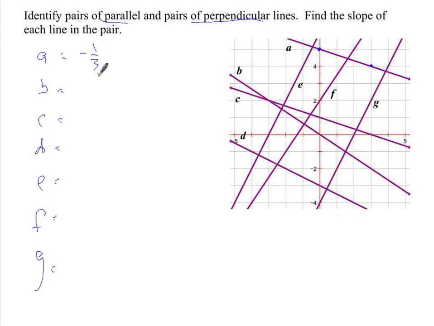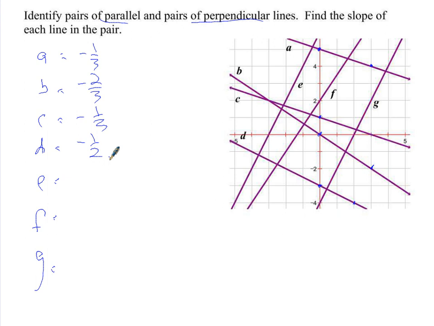Do the same thing for B. This is line B. I just need a couple of easy points. I got one right there, and another one right there. So this slope is what? Negative 2/3 is correct. For C, that's this guy. I just need a couple easy points. There's one. There's another one. What's the slope for this guy? Negative 1/3. All right, for D, here's my D line. I got a dot there and another dot there. The slope here is negative 1/2.